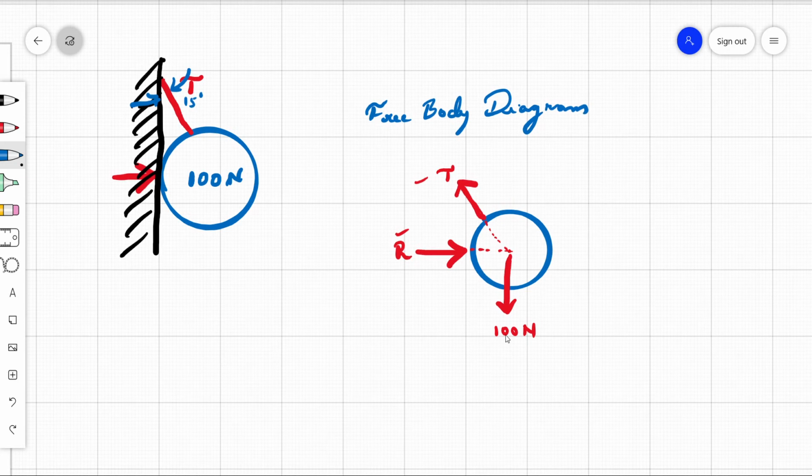We draw this in the next step as a line diagram where only forces are there. From this point, the line of action of the reaction is this, so I'll take it outward from that point. The same with the line of action of the tensile force, I'll take outward, same as the weight. So the weight is 100 Newton, the reaction is R, and this is tension. Now what is required for us is the angles.